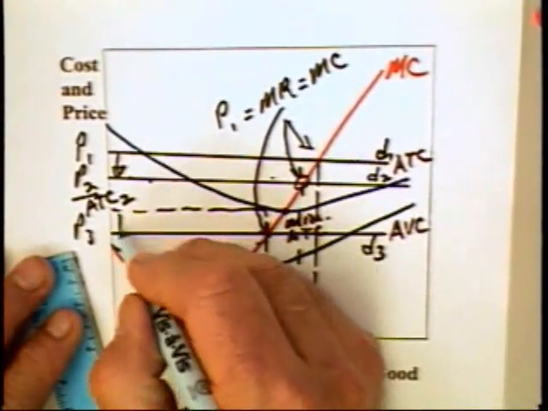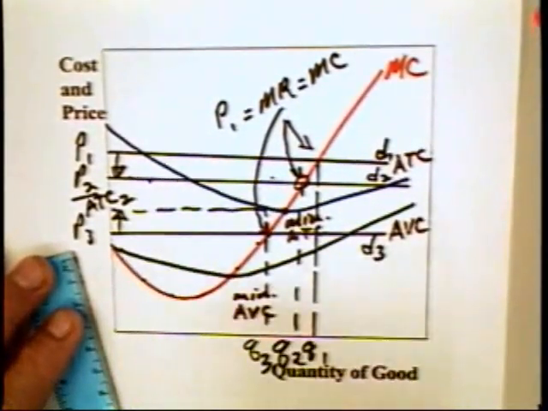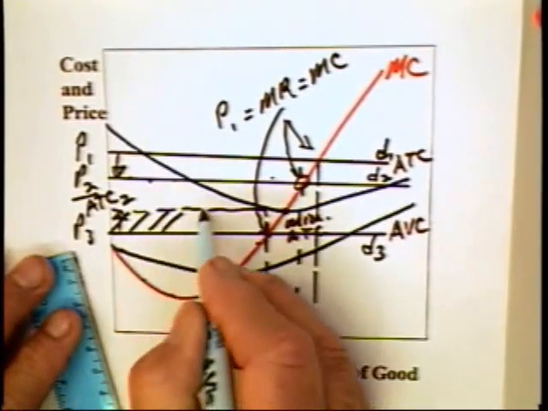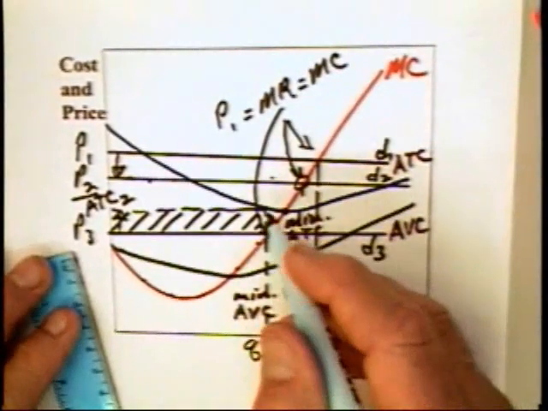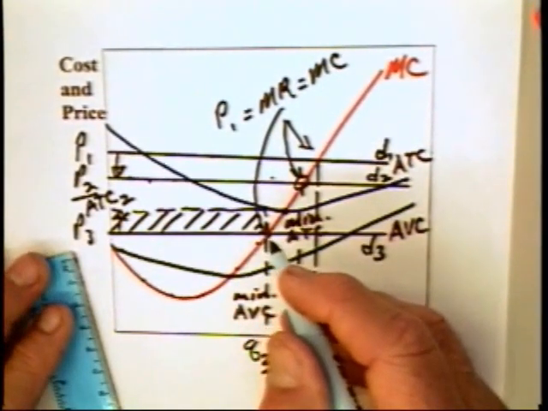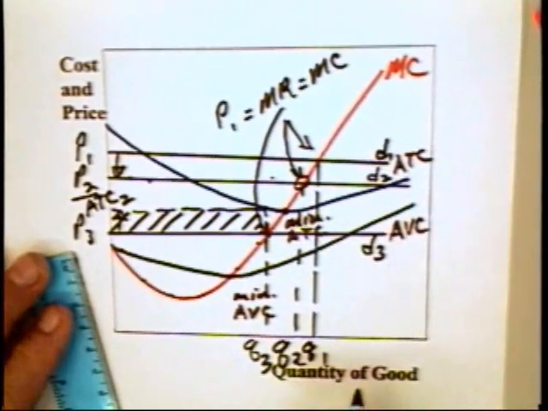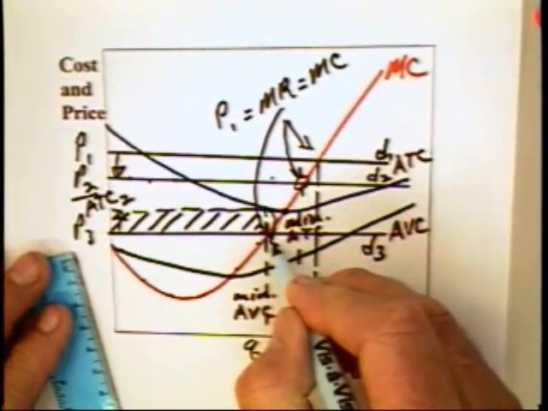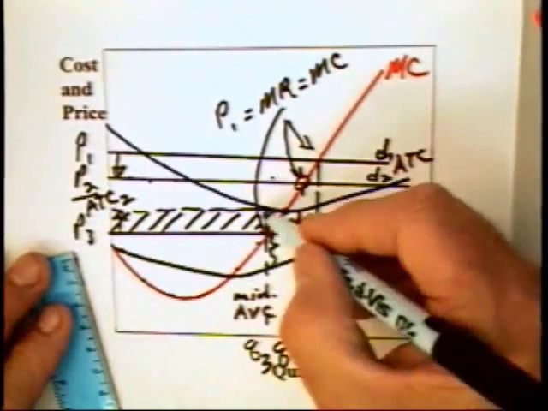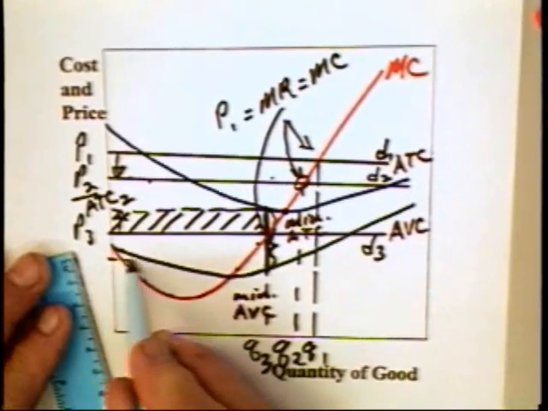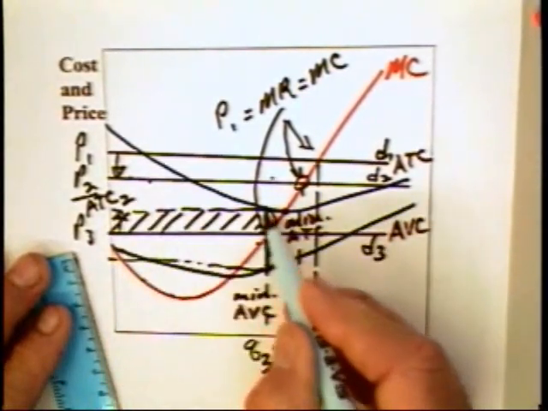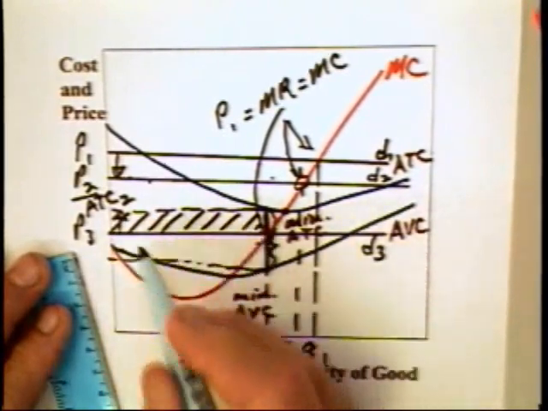ATC2 is higher than the price, which means that the firm is going to be losing money. But it's only losing money in terms of the fact that it has these fixed costs. If in fact the firm were to shut down in this case, it would still have to incur the fixed cost. And its average fixed cost would be equal to that vertical distance here, which means that its losses would be greater if it shut down than if it continued to operate. Its losses would be something like this area here as opposed to this much smaller box.